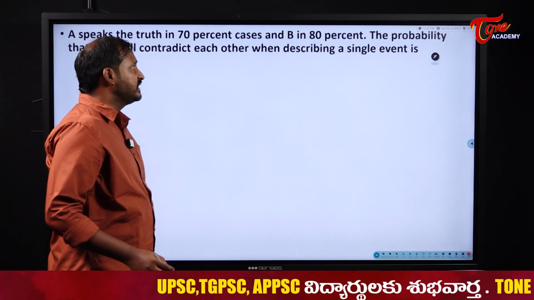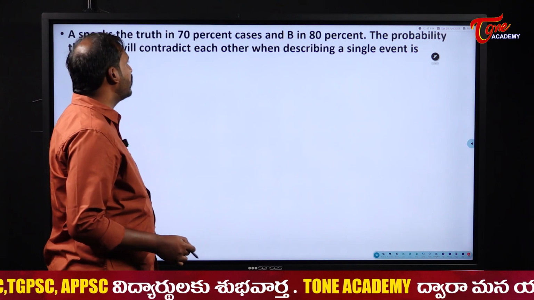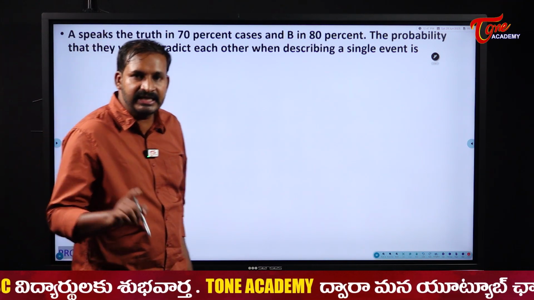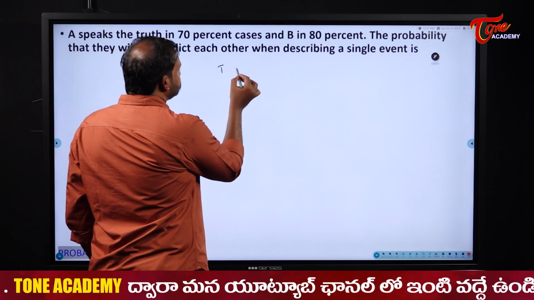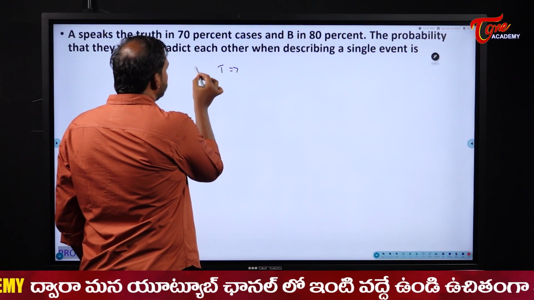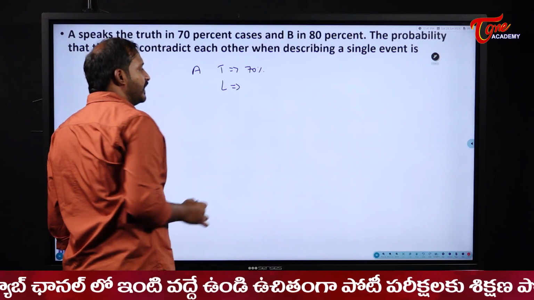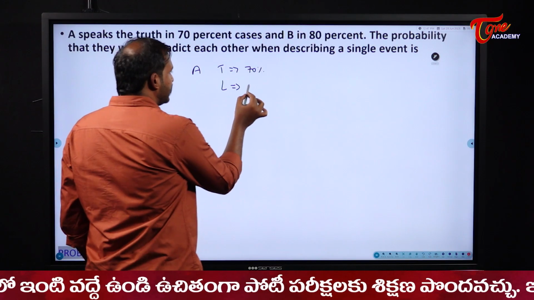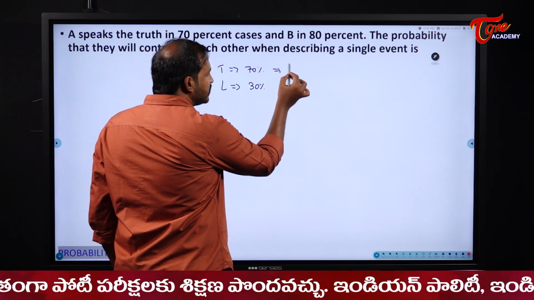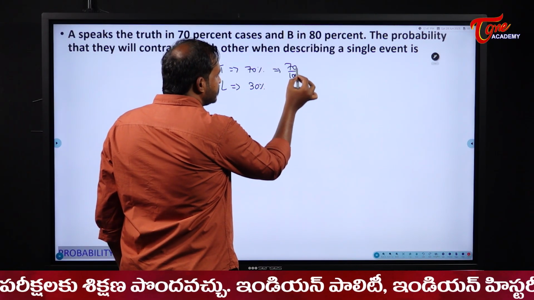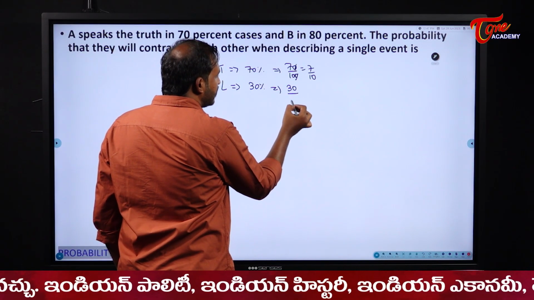A speaks the truth in 70% cases, B in 80%. The probability that they will contradict each other when describing a single event is. Okay, now see here, A tells the truth for 70%. What about lie? A tells lie for 30%, right? This is in percentage, so I will convert it into fraction. This will become 70 by 100, which in turn becomes 7 by 10. This is 30%, that is 30 by 100. It becomes what?